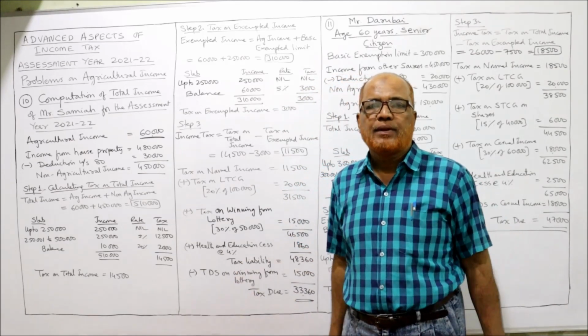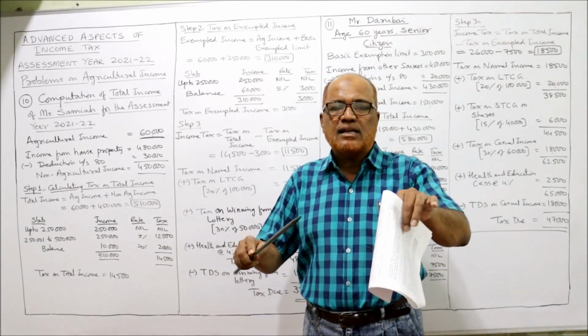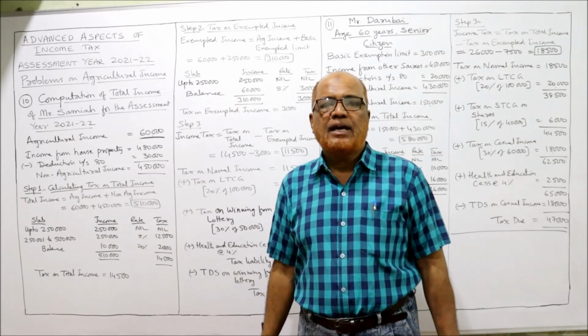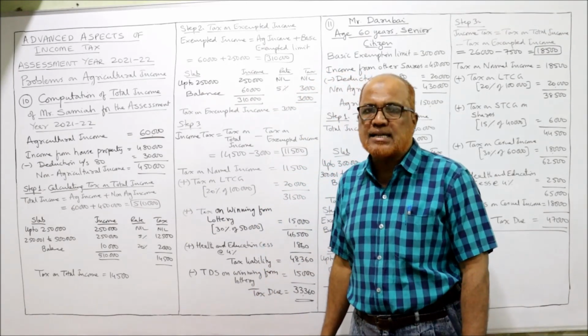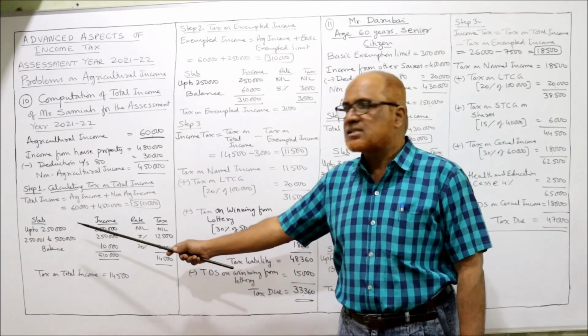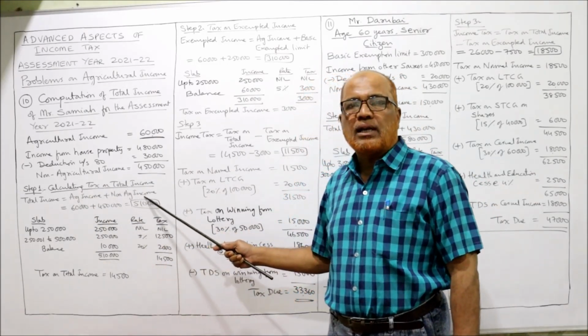Now we combine. When we club agricultural income and non-agricultural income, in that case 3 steps we apply to calculate tax liability. The first step, tax on total income.